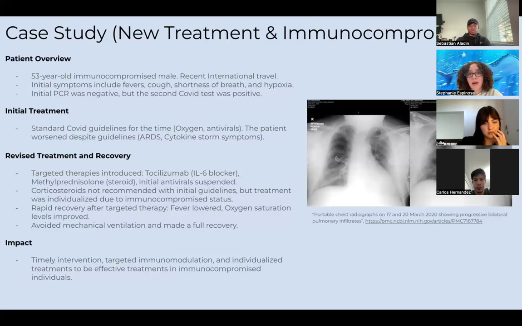After the tocilizumab, his fever lessened and his oxygen saturation went from an initial 86% on room air to 90% on room air. The patient showed rapid improvement after treatment, and oxygen levels rose to 92% on room air 7 days after tocilizumab. His outcome was a positive one, avoiding mechanical ventilation and generally making a complete recovery, suggesting that timely intervention, targeted immunomodulation, and individualized treatments are effective in an immunocompromised individual.